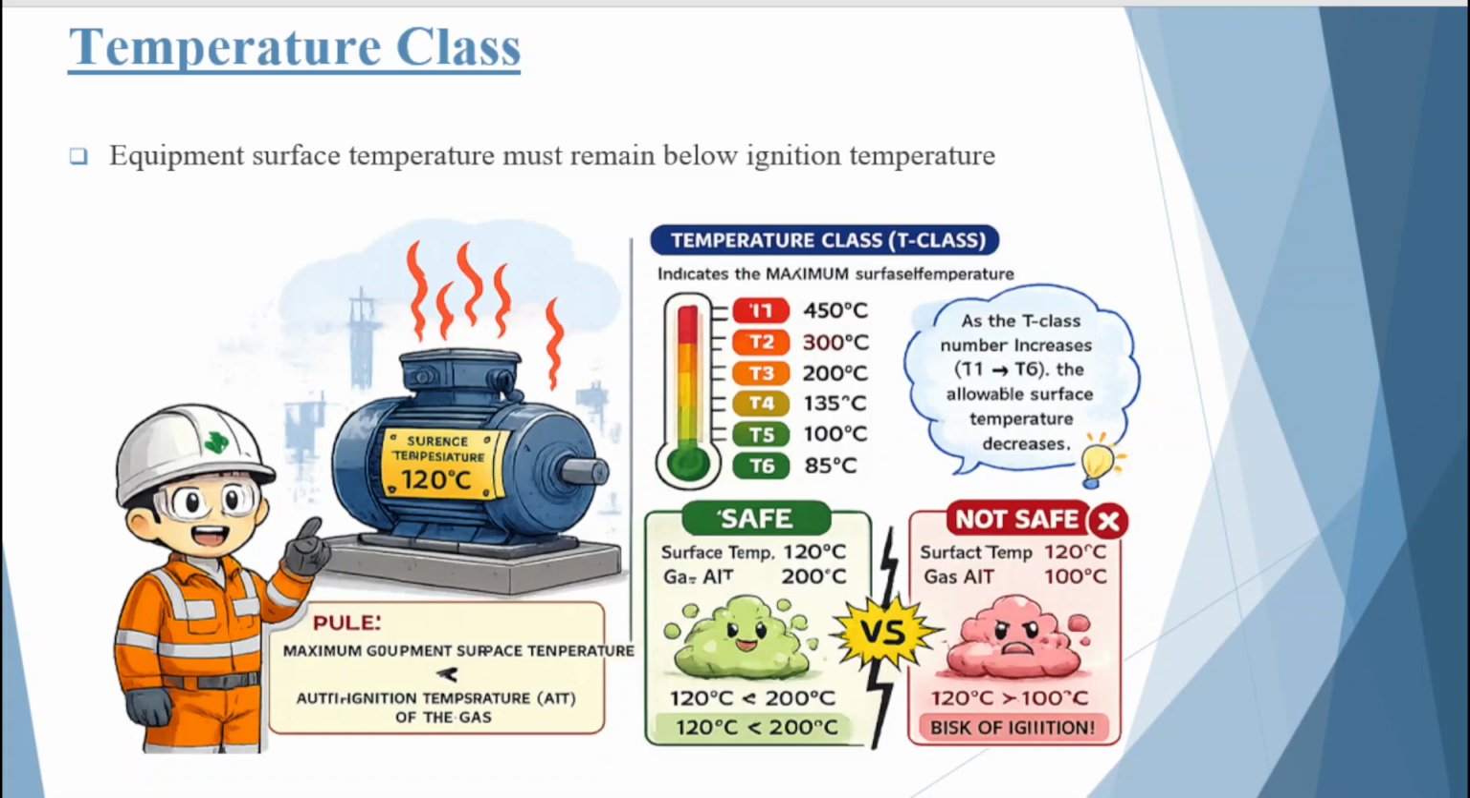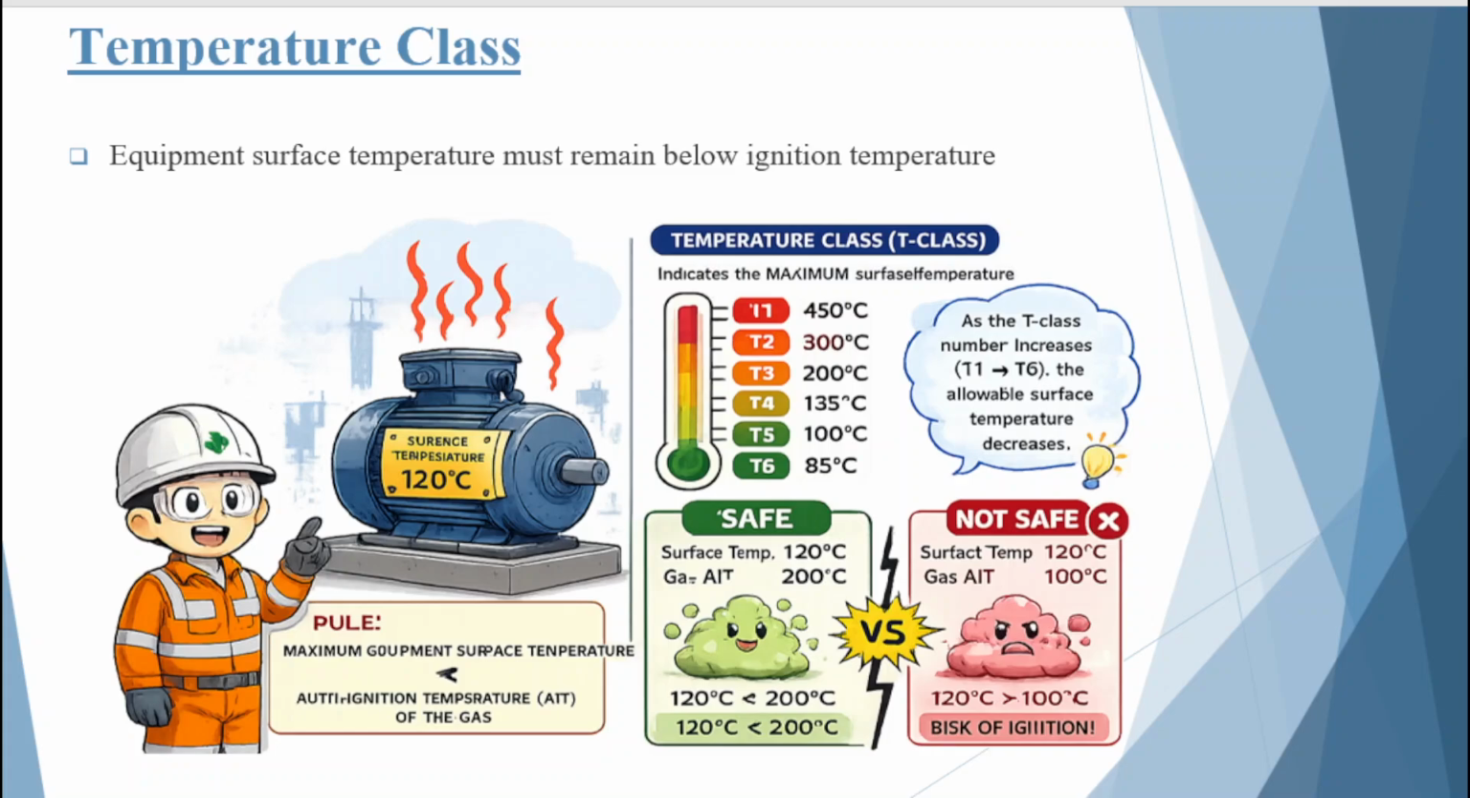This is why every explosion-protected electrical equipment is assigned a temperature class, often referred to as the T class. The purpose of the temperature class is simple. It specifies the maximum surface temperature that the equipment is allowed to reach during normal operation. As shown in the figure, the surface temperature of the equipment must always remain below the auto-ignition temperature of the surrounding flammable gas or vapor. Let's understand this with a simple example.